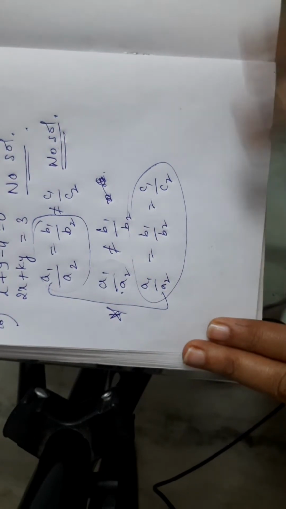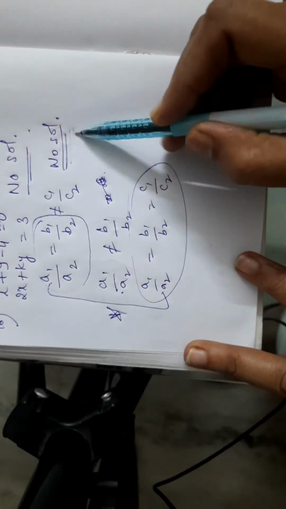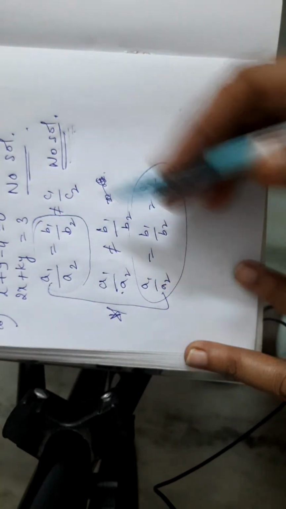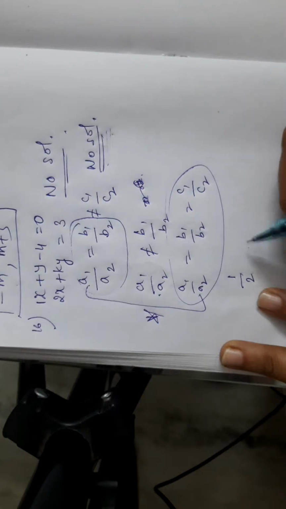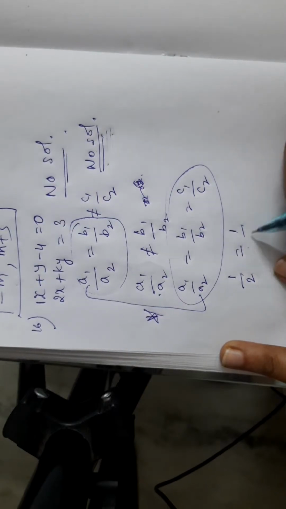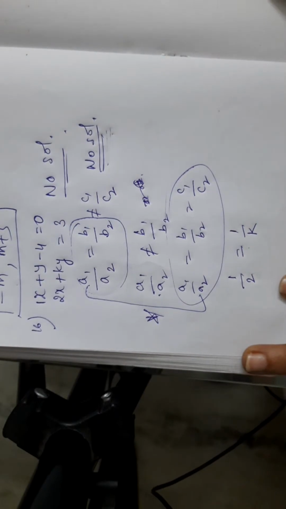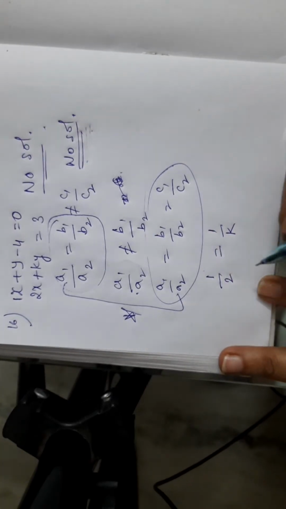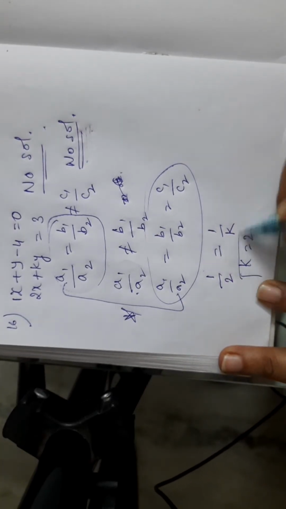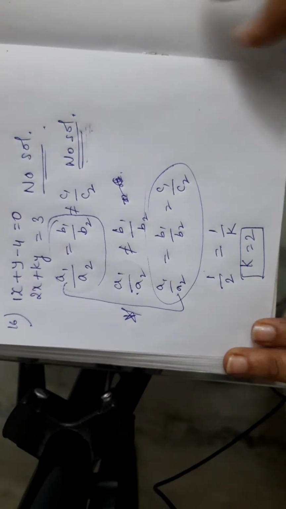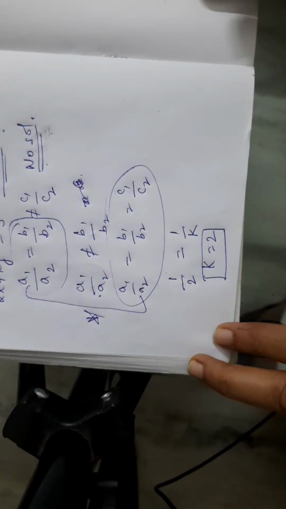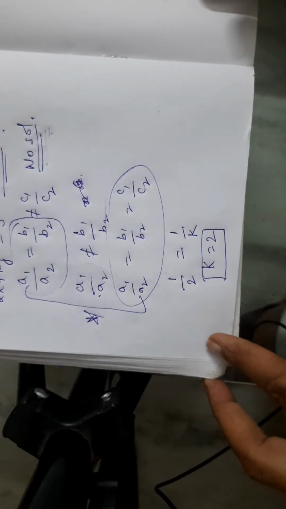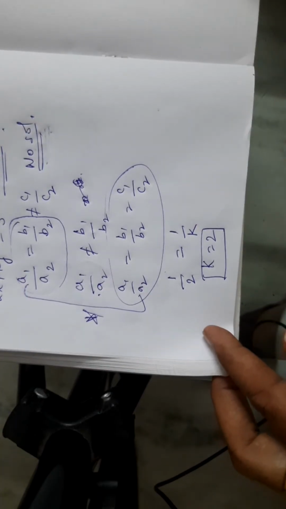Now coming back, we need the no solution condition. So we'll choose this first one. Here a1 is 1, so 1 upon 2 is equal to 1 upon k. Cross multiplying, k is 2. We got the value of k as 2. Is it clear?